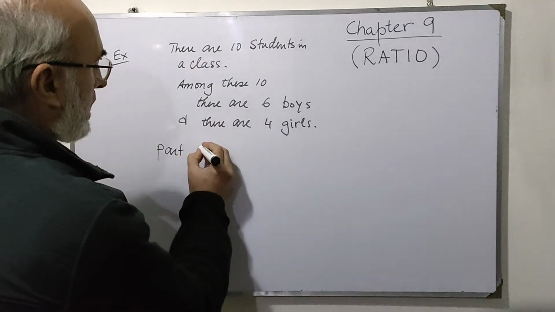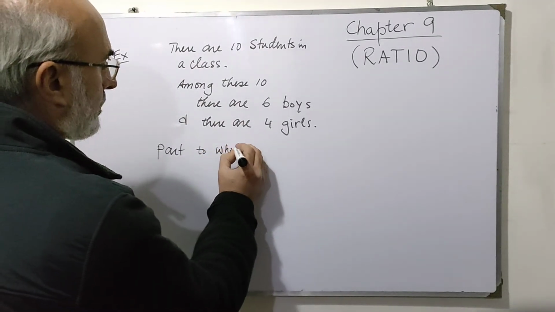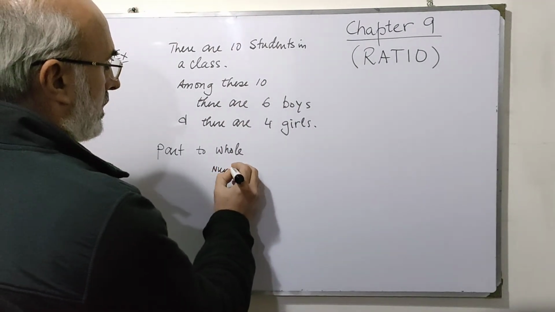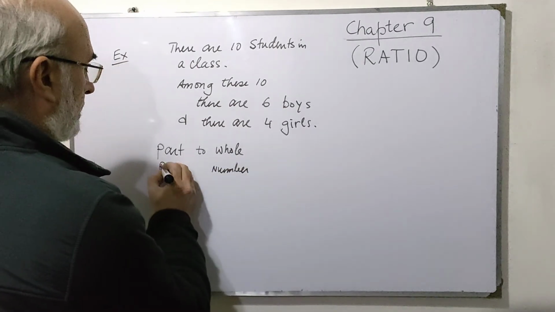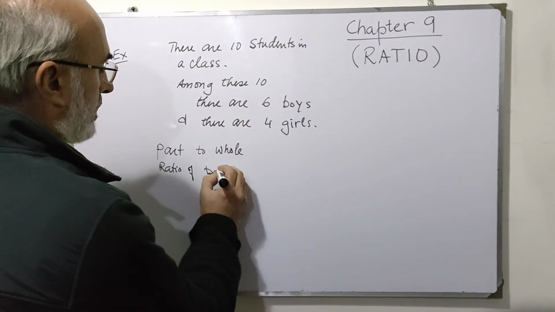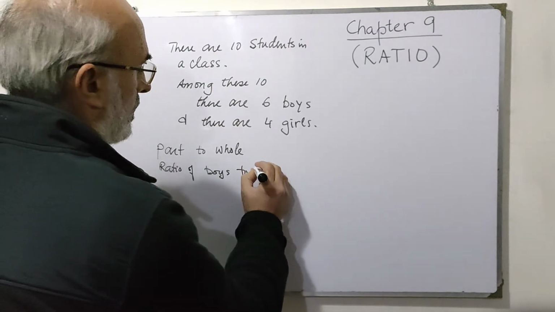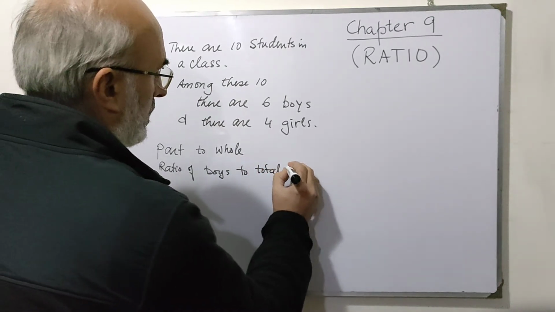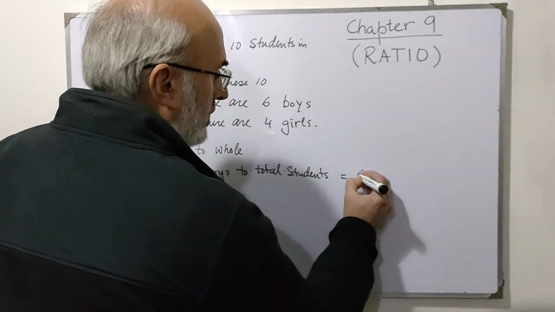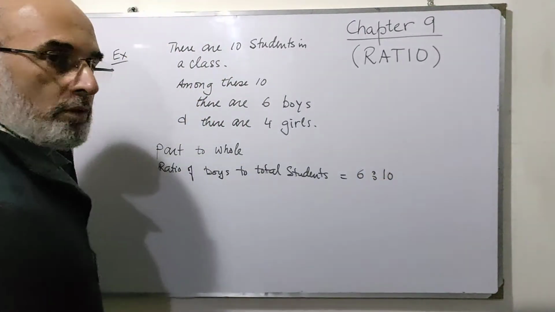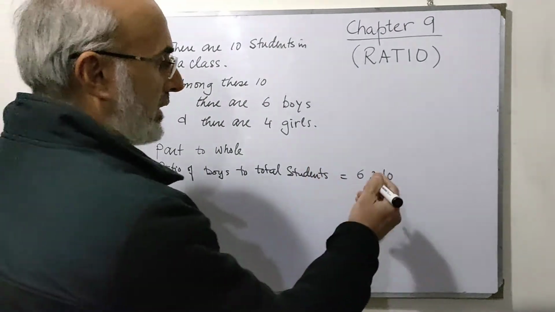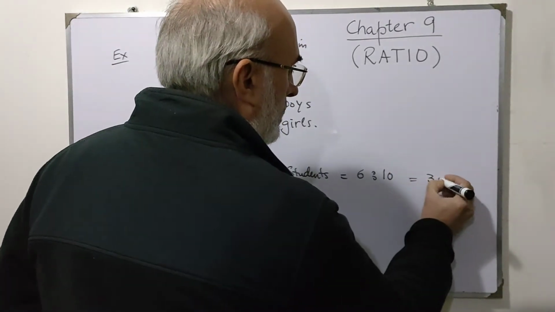So comparing now part to whole. So it's going to be the ratio of boys to total students, and that is 6 is to 10. But these are not in the simplest form. A common factor is there. So let's simplify it, and it is 3 is to 5.